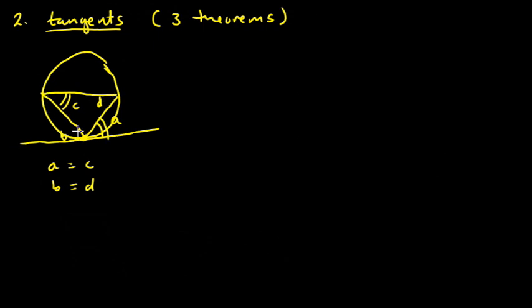One of the corners of this triangle is touching at this particular point. So this angle and that angle are equal. This angle and that angle are equal. This is known as the tan chord theorem.